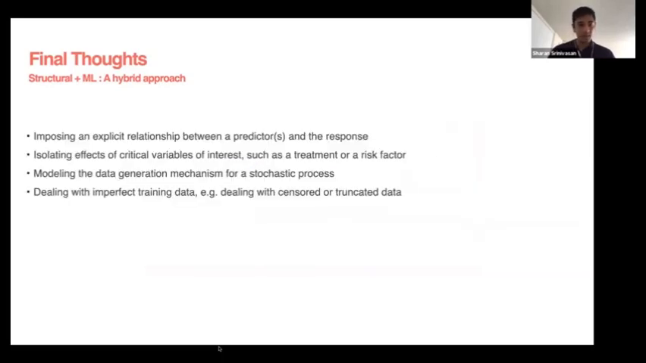Final thoughts. From a machine learning practitioner's perspective, imposing this kind of explicit relationship combining structural and machine learning models really helps formulate the problem a lot better. It isolates the effect of critical variables that we really care about, and most importantly, models the data generation mechanism that we're trying to impose on top of the data. It can also help a lot with dealing with imperfect training data, which I'm sure a lot of you have faced, and dealing with truncated data. Structural modeling can really help bolster the machine learning process.